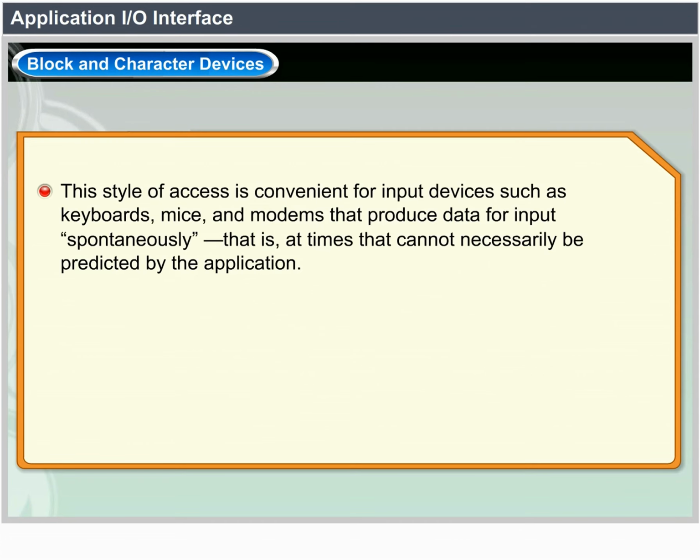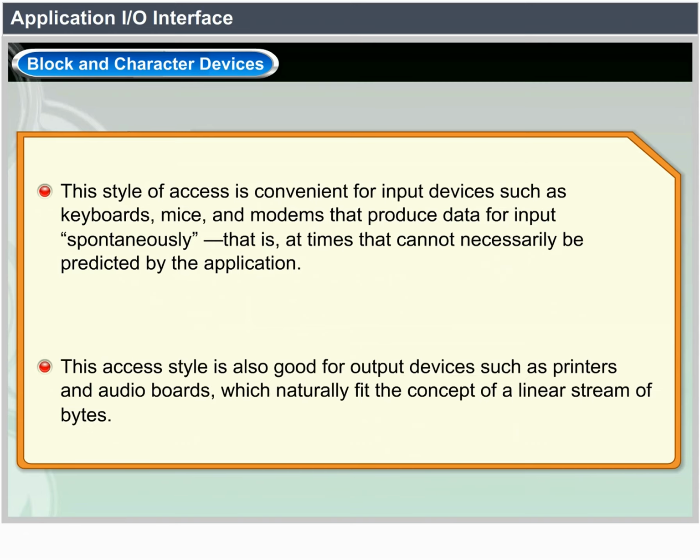This style of access is convenient for input devices such as keyboards, mice, and modems that produce data for input spontaneously, that is, at times that cannot necessarily be predicted by the application. This access style is also good for output devices such as printers and audio boards, which naturally fit the concept of a linear stream of bytes.